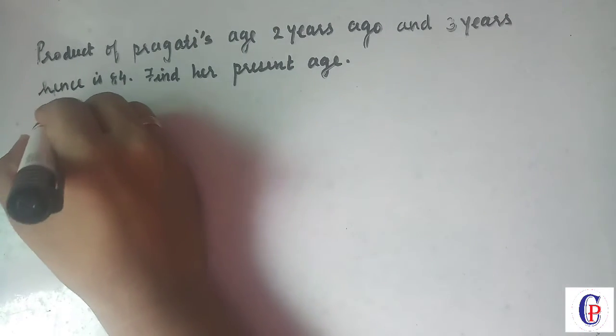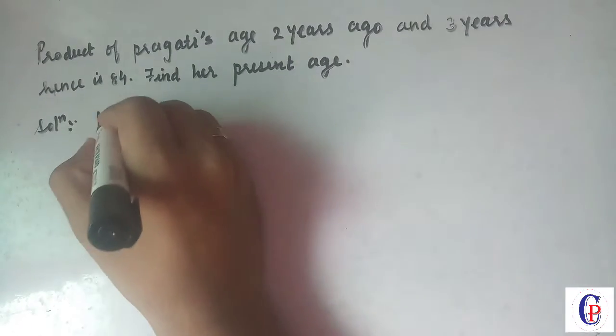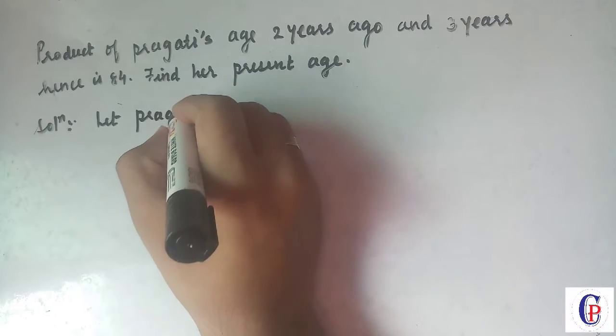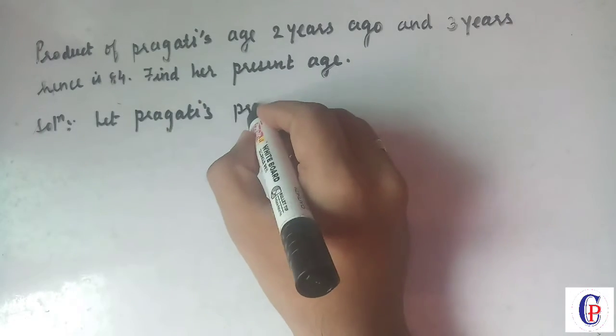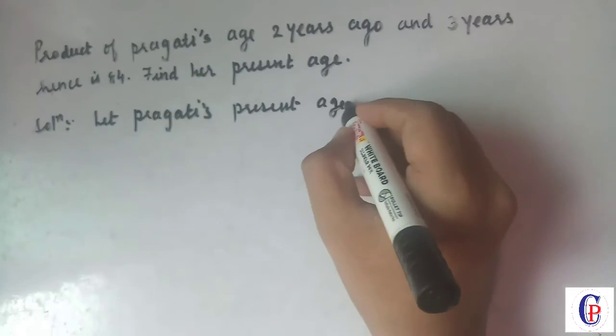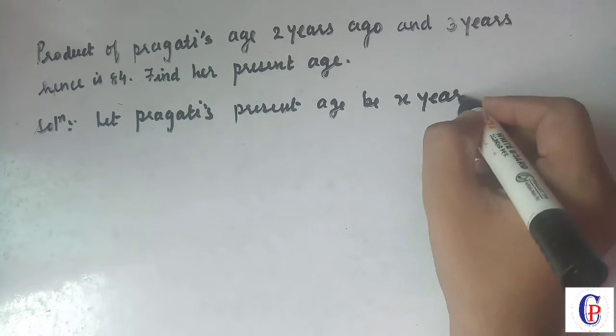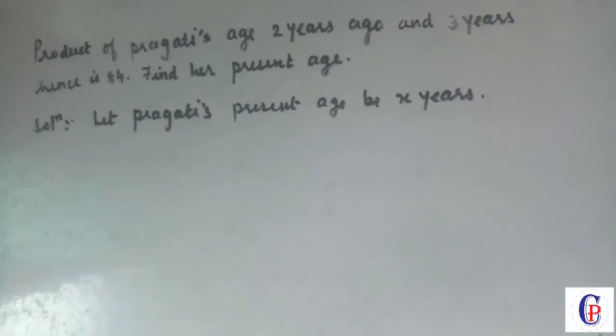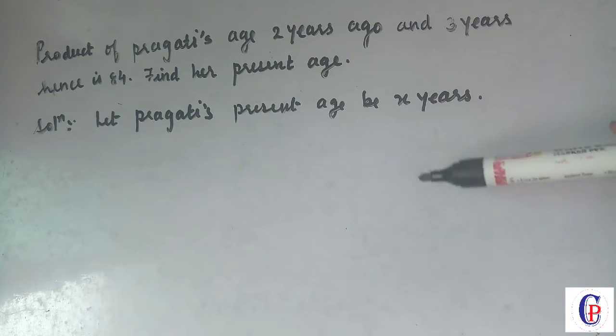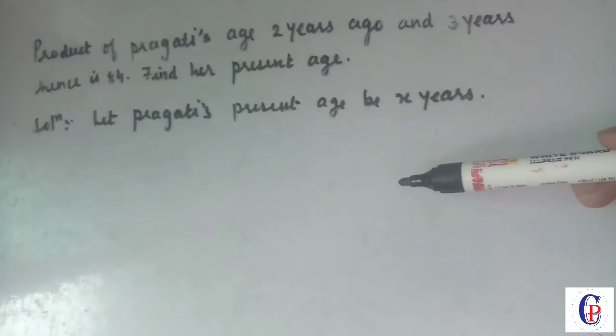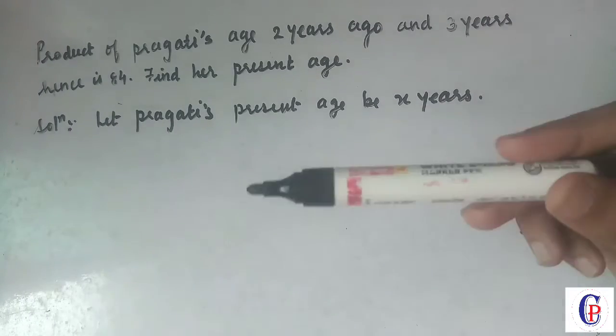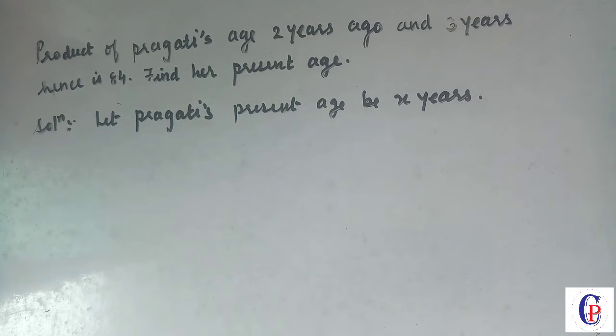So what we'll write here: let Pragati's present age be x years. We don't know her present age. And note one thing, in these word problems I will only be framing the equation. Once I frame the equation, you will solve it by the previous methods. We have already discussed the factorization method, completing the square method, and the formula method. You can apply any of the three methods and find the values of x.